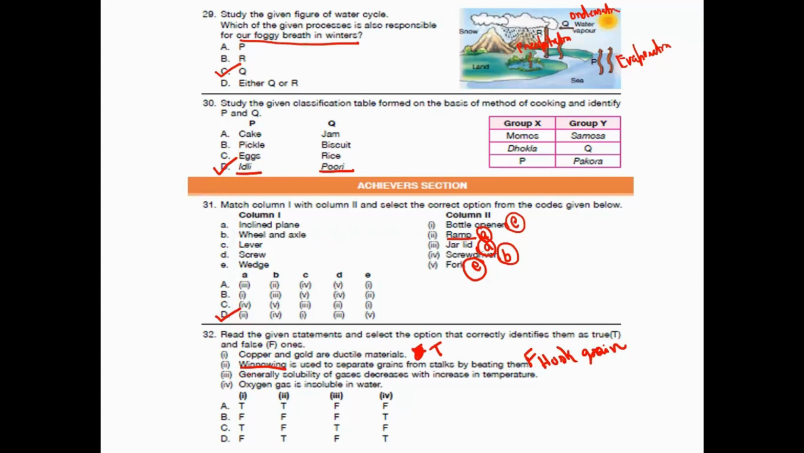The third option says generally solubility of gases decreases with increase in temperature. This is true, right? Oxygen gas is insoluble in water. No, this is false. Why? Because the fish inside the water take the dissolved oxygen, right? So this is the false statement. So the correct answer here will be option number C.